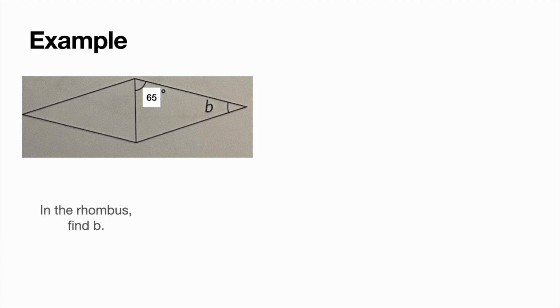Let's see an example. In this rhombus, find B. What is a rhombus? In a rhombus, you know that all the sides are the same. So in other words, this side, that side, and here are the same. Let's focus on the right part here. So that means this side and that side are equal. And you immediately know this triangle here is an isosceles triangle.